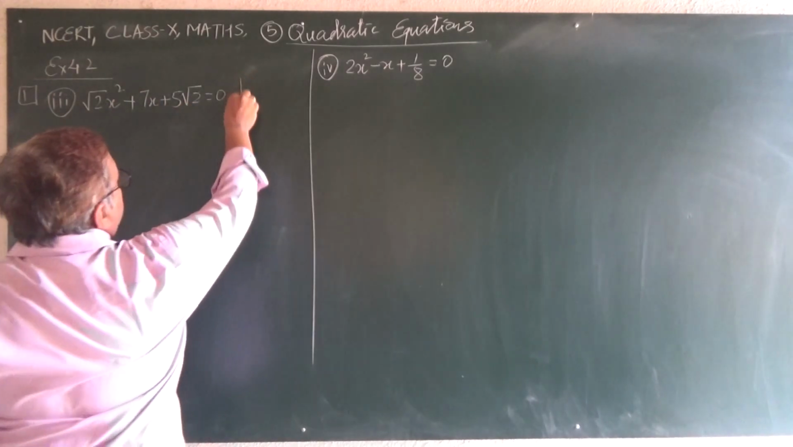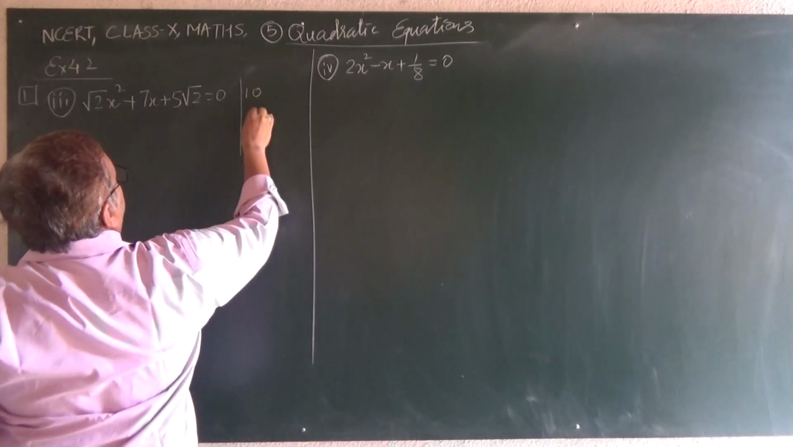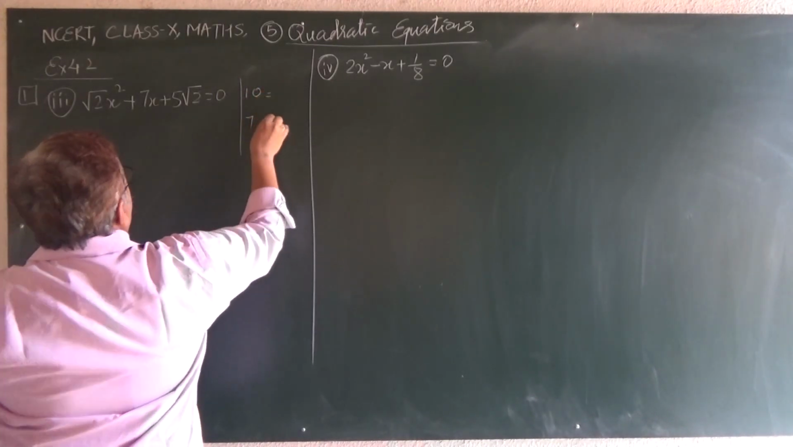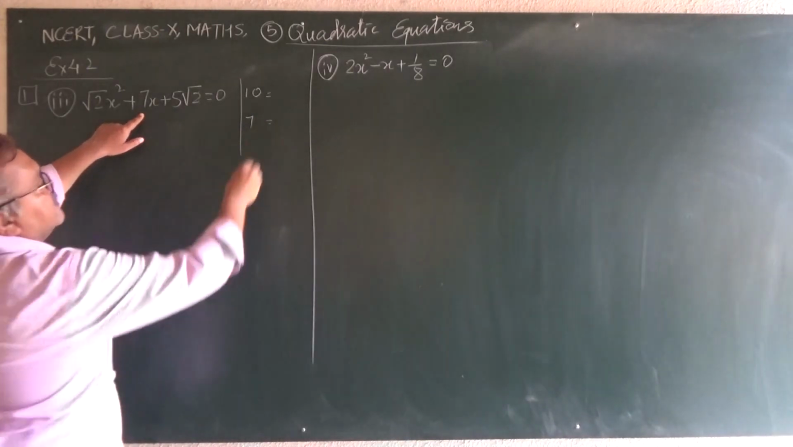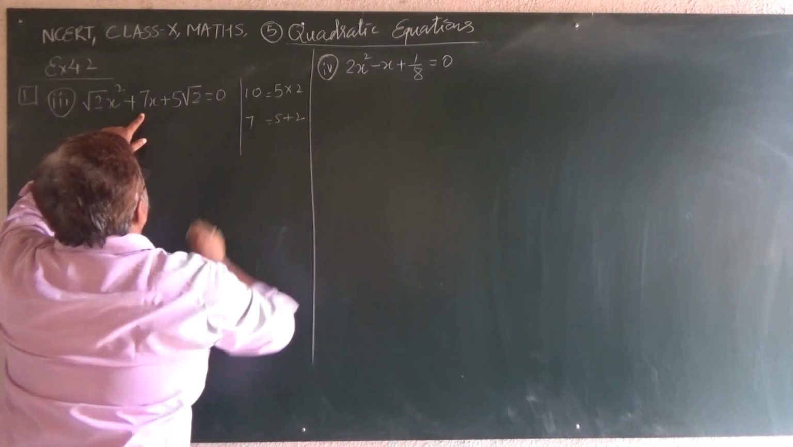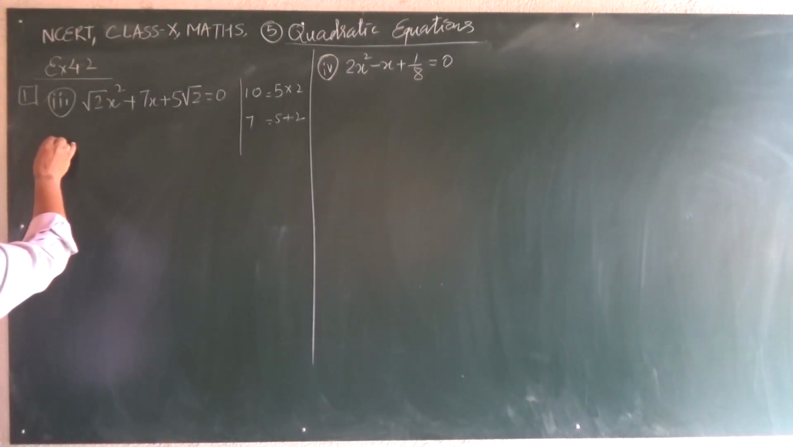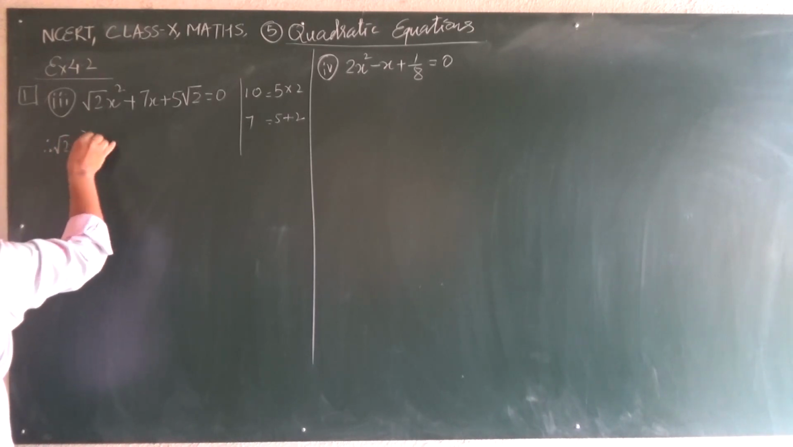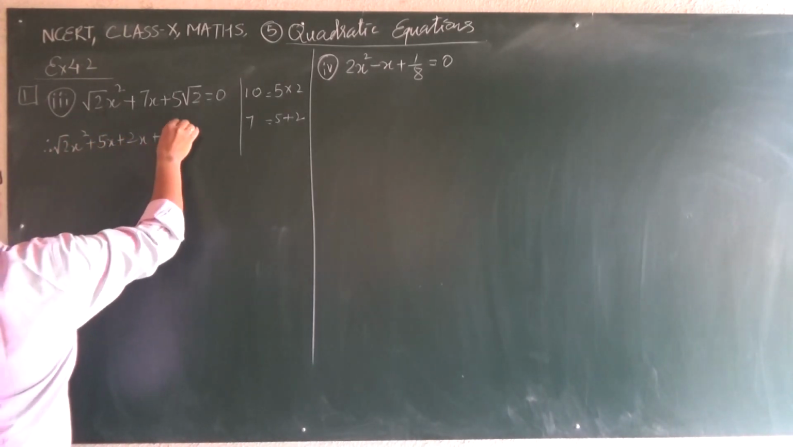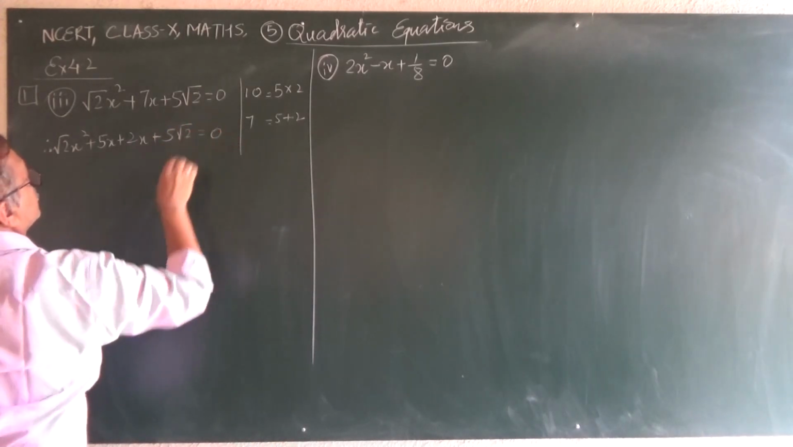So find two numbers whose product is 10 and whose sum is 7. Middle term is 7, so splitting the middle term. So 5 twos are 10 and 5 plus 2. Okay, fine. So this will be root 2x square plus 5x plus 2x plus 5 root 2 is equal to 0.